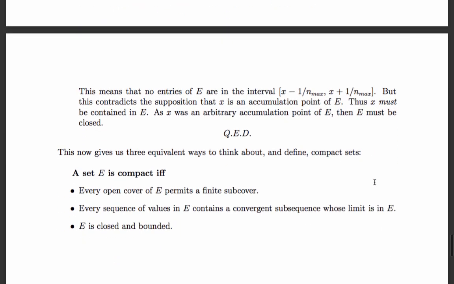This now gives us three equivalent ways to think about and define compact sets. A set E is compact if and only if every open cover of E permits a finite subcover, every sequence of values in E contains a convergent subsequence whose limit is in E, or E is closed and bounded. So if we have to prove a set is compact, or if we have to prove that compactness implies some other property, we're free to choose any of those three bullet points as we need.